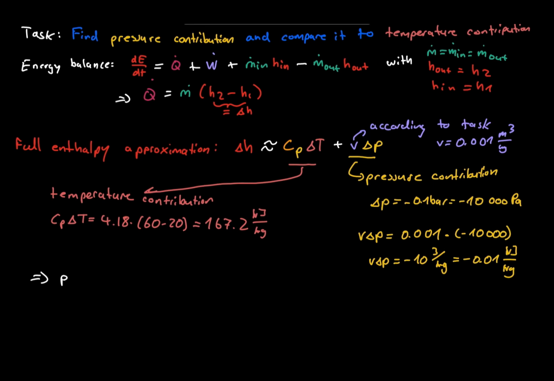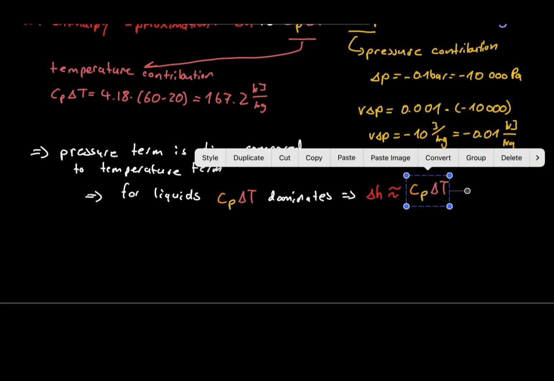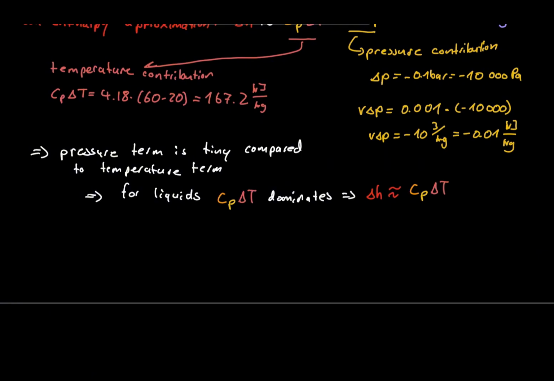So compare these numbers. The temperature effect is about 167 kilojoules per kilogram. The pressure effect is only about 0.01 kilojoules per kilogram. That is extremely small. So now we see why we usually ignore the pressure term for liquids. But the important part is not just ignoring it. The important part is checking its size. For liquids, Cp times delta T usually dominates, and now we know why.